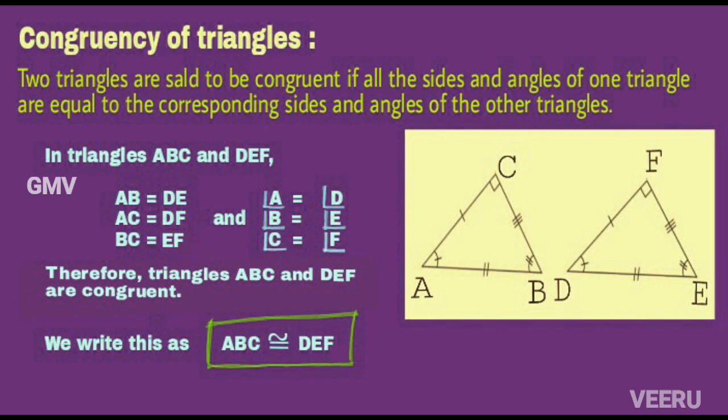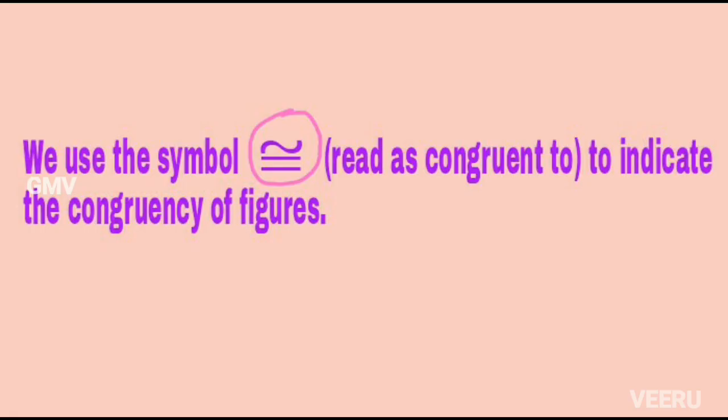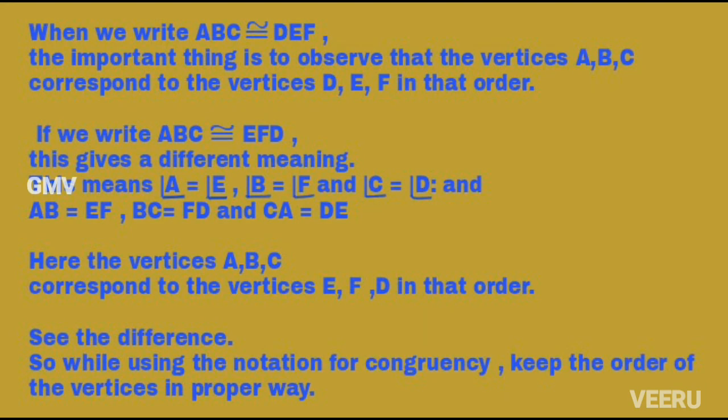This is the symbol used to indicate the congruency of figures. We read it as congruent to. When we write triangle ABC is congruent to triangle DEF, it means the vertices A, B, C correspond to the vertices D, E, F in that order.